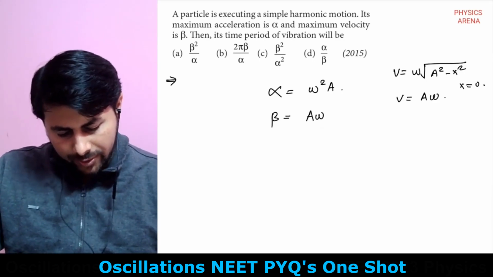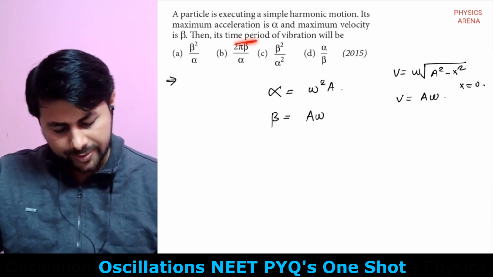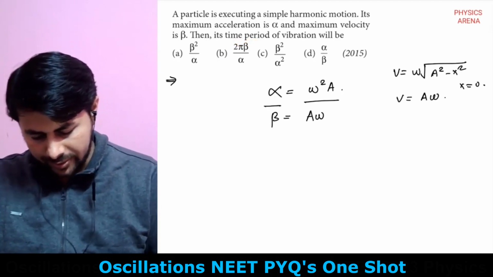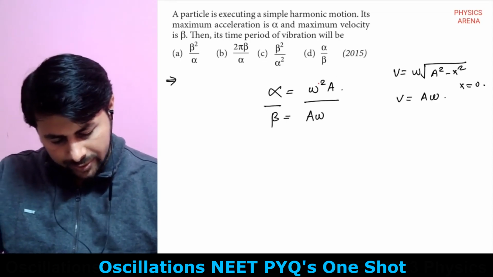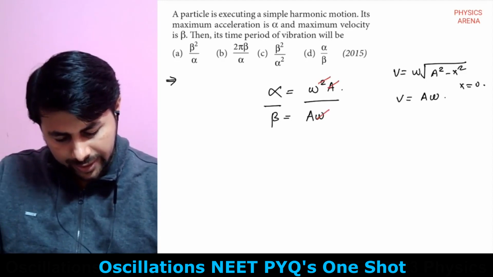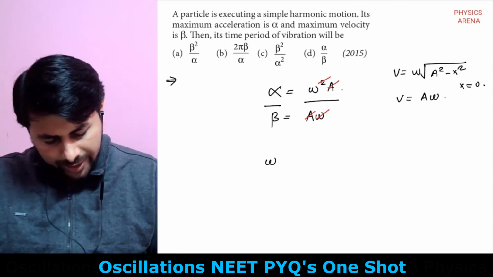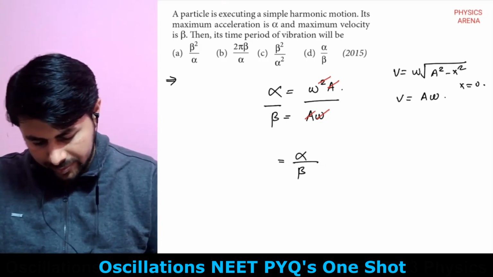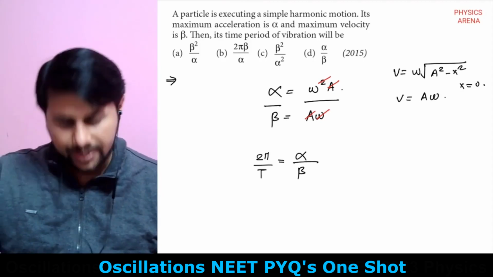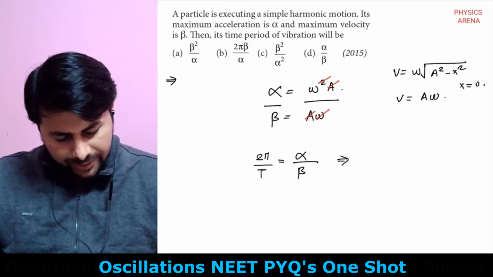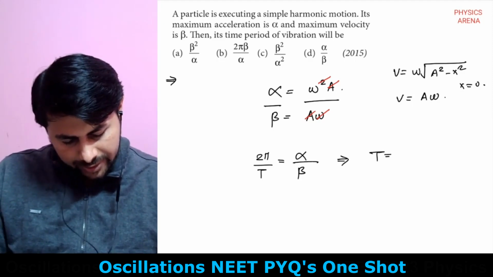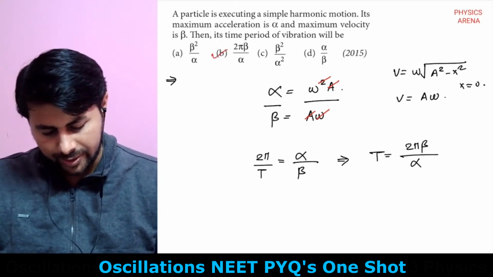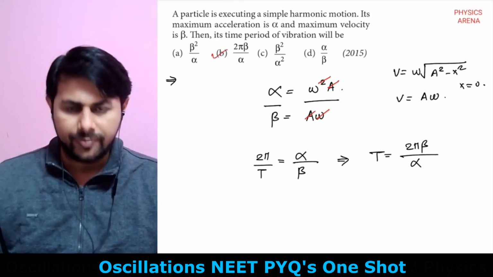Okay, so you want to find out time period. So again, this is a simple question. Divide this with this. Okay, so omega and omega get cancelled. A and A get cancelled. You get omega equals alpha upon beta. That means 2 pi upon T, 2 pi divided by capital T is alpha upon beta. That means capital T is equal to what? It is 2 pi times beta upon alpha. Okay, option B. This is the answer, right?